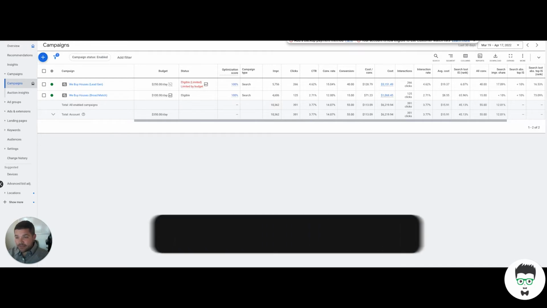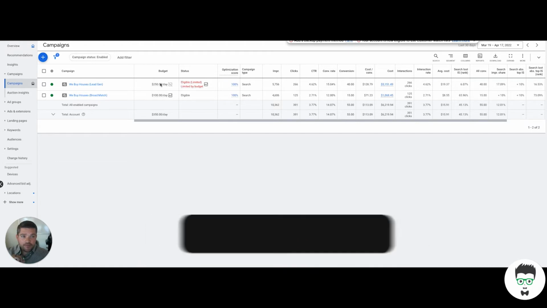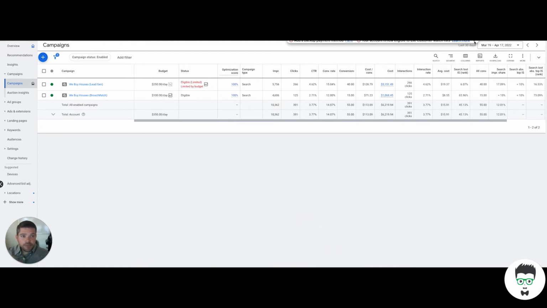So let's dive into this campaign. As you'll see here, we have two campaigns running for this client. We have the regular lead gen campaign, and then we have our broad match campaign, which we're working towards further reach with. This allows us to bid on broad match, and I'll show you a little more detail here.